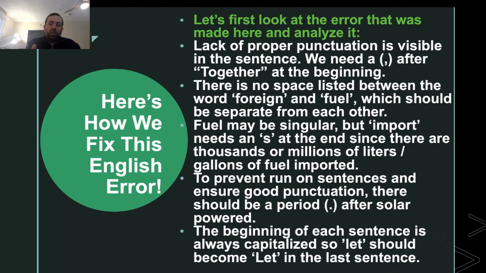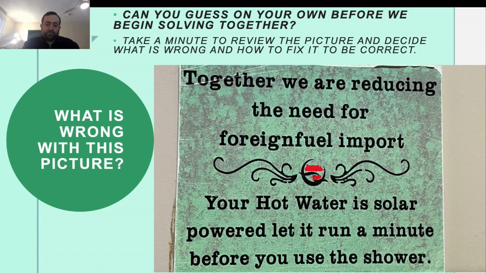And then we want to work on the last sentence in terms of capitalization. The beginning of each sentence is always capitalized. So "let," which is undercase, should become "Let" in the last sentence. So "let," here, that's the undercase L. We need to make that an uppercase L. So period, "Let it run a minute before you use the shower," period.